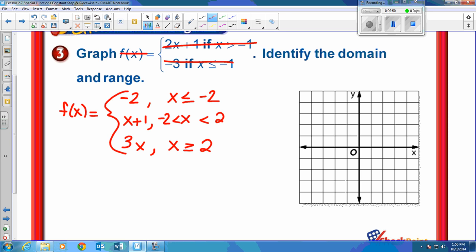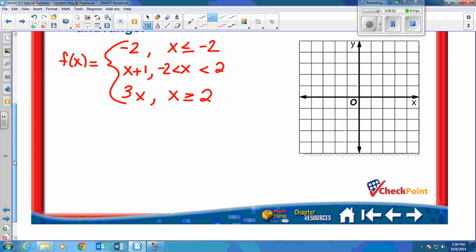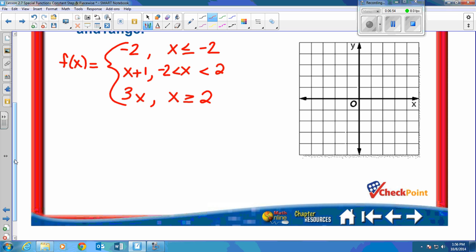So here's my piecewise function. We're going to graph the function f of x. It's equal to 2, where x is less than or equal to negative 2. It's equal to x plus 1, but between negative 2 and 2. It's equal to 3x, but only for x greater than or equal to 2. So I now have 3 pieces that I'm going to graph separately.